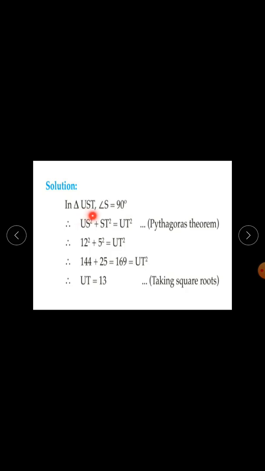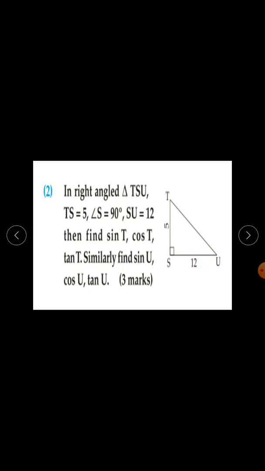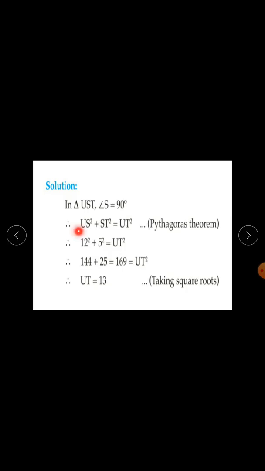So in triangle UST, angle S is 90 degree. So it is a right angle triangle. So you can use Pythagoras theorem. US square plus ST square equal to UT square. But US is given 12. So substitute here 12. US square means 12 square plus the value of ST is given 5. So ST square means 5 square. So 12 square plus 5 square equal to UT square. 12 square is 144 plus 5 square is 25, and 144 plus 25 is 169 equal to UT square.